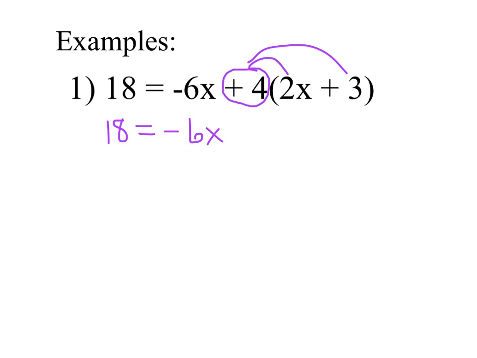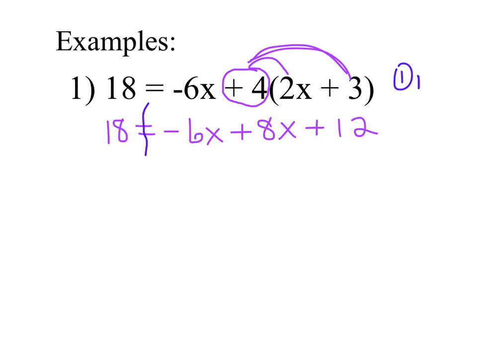So I multiply 4 times 2x. This is why we did all that extra stuff before. And then 4 times 3. Now this is just like those equations we had before. I like this color better. Excuse me. So we're going to combine like terms on this side of the equal sign.